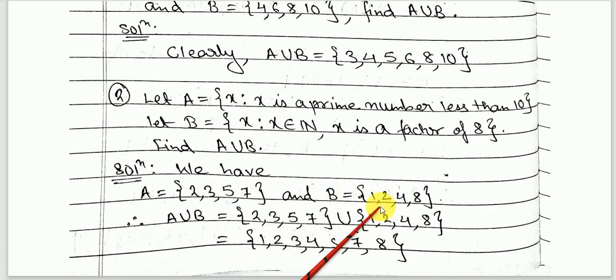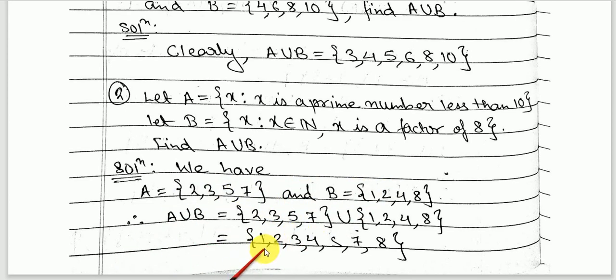Now we have to do the union. So you have to write each and every element of A and B without any repetition. Okay, so you get A union B as 1, 2, 3, 4, 5, 7, 8. Okay, so this is all for the second lecture.